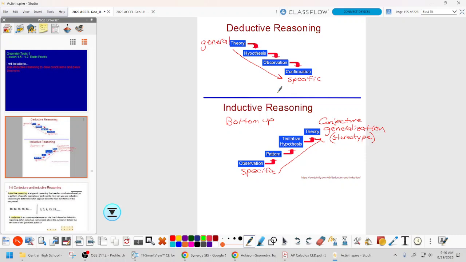So we apply that to the specific instance that I get in the car and buckle up before I drive to work. That's kind of deductive reasoning. Take a general principle and apply it to a specific situation.